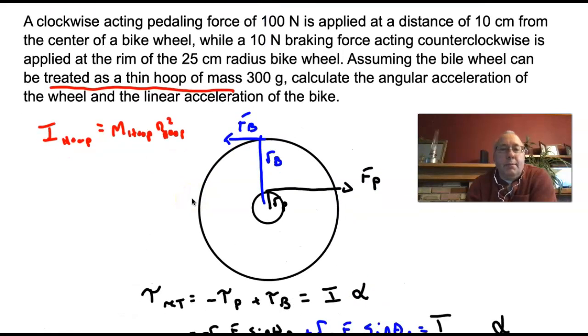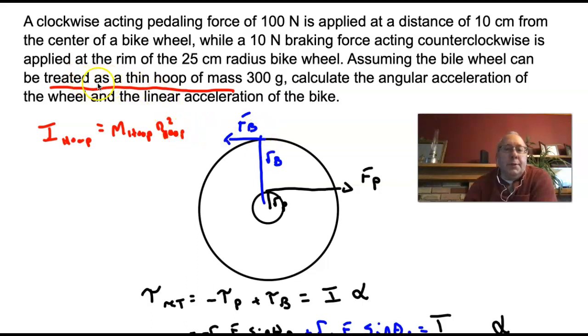Okay, so here's a quick problem just to show you how you can apply net torque to the moment of inertia times the angular acceleration idea. And we've got two torques, one being applied by a pedaling force out at a certain distance away on a bike wheel. Maybe that's the edge of the gear or the gear that you're in. And then a braking force is being applied slightly in the counterclockwise rotation out at the edge of the wheel.